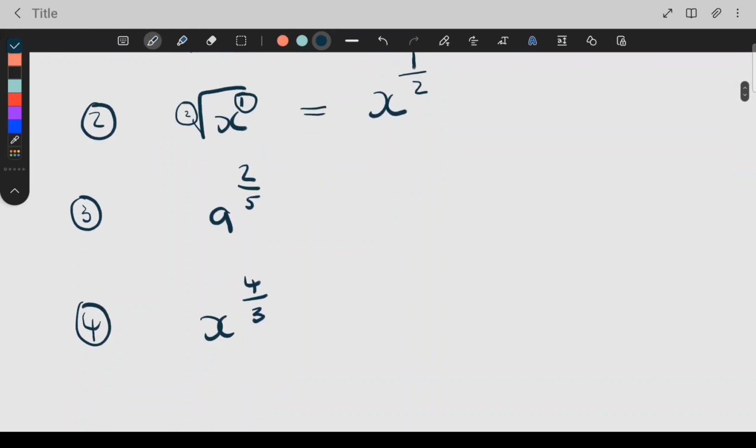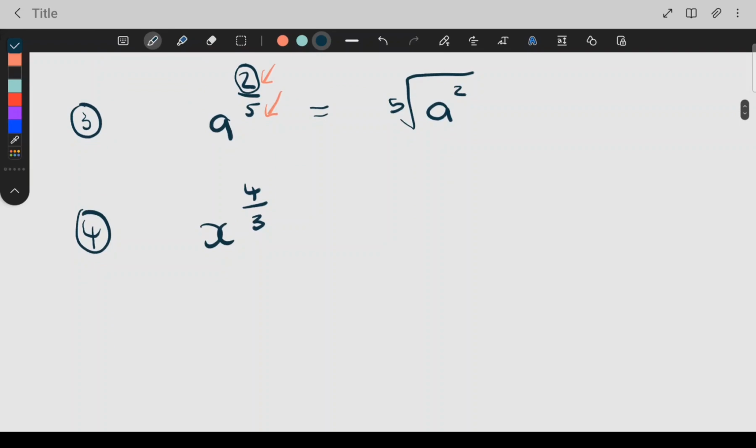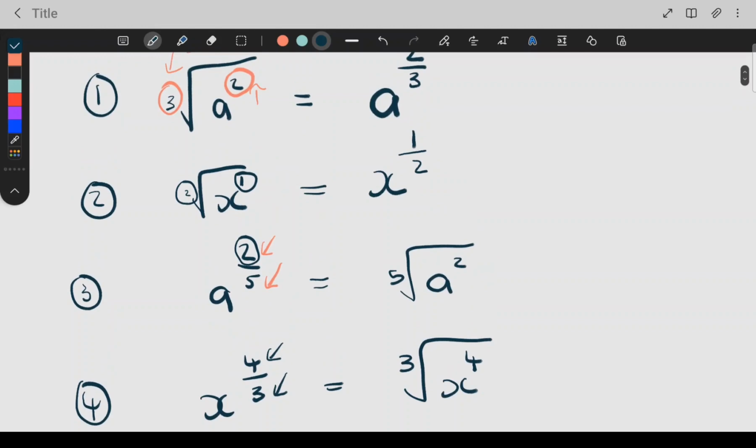Now by number 3, I want you to write it back into a root. So remember, top is inside and this is outside. So there's a root with a. So this is inside and this is outside. So the fifth root of a squared. Next, let's look at inside, outside. So I have a root x. Inside, outside. Can you see? So that is how you work with the roots.